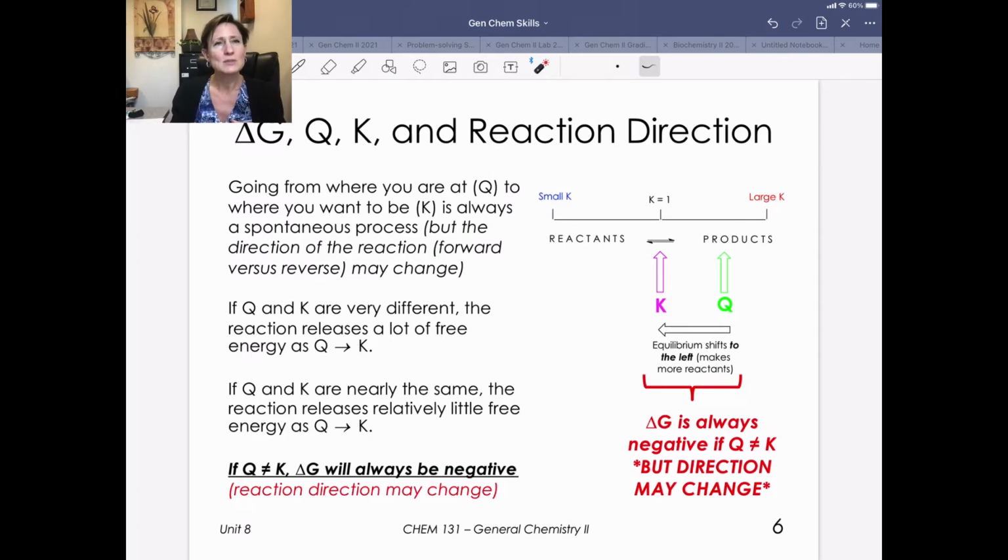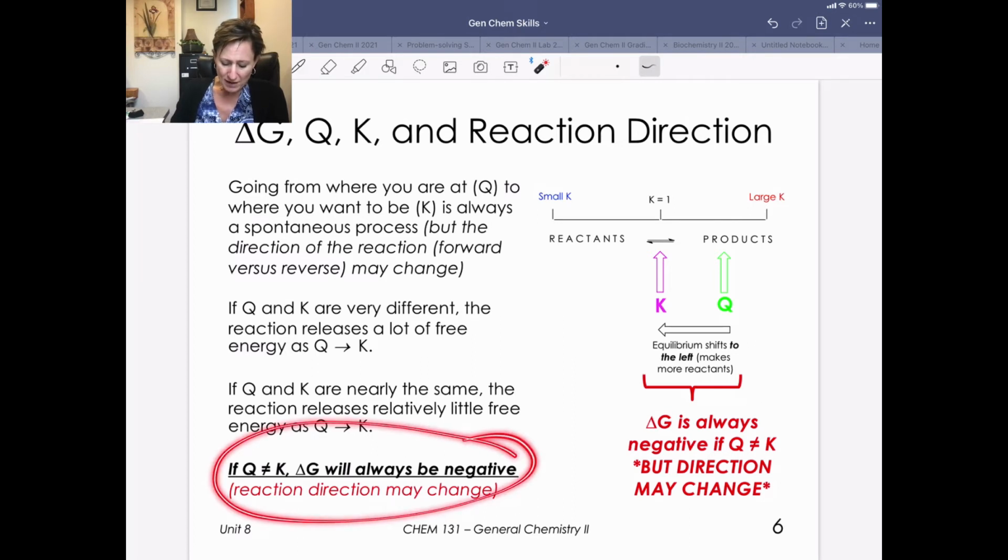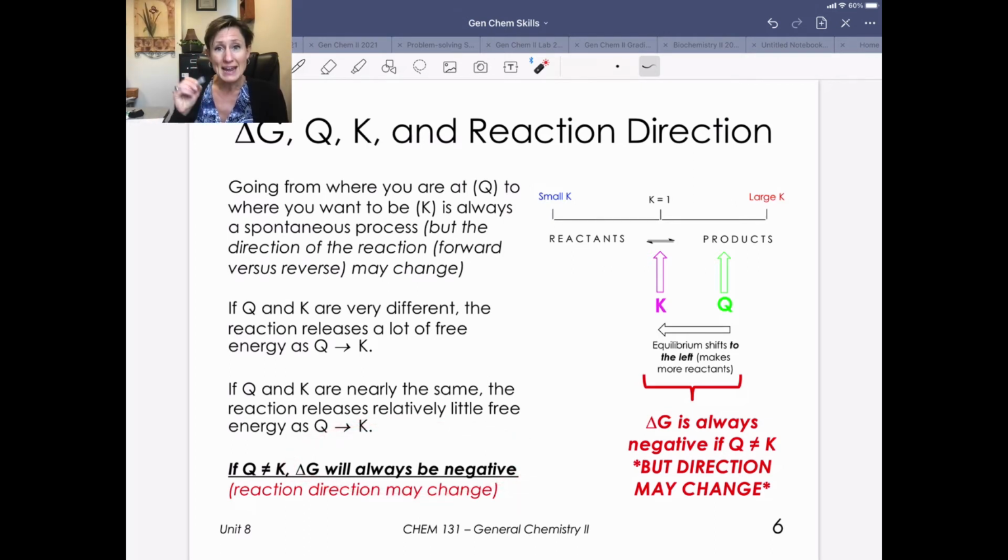So those concepts of Q and K come into play here, but because there's this connection between K and delta G, we can actually see the magnitude of how much energy is going to be given off. Okay? So highlighting, if we are not where we want to be, if Q does not equal K, delta G will always be negative.